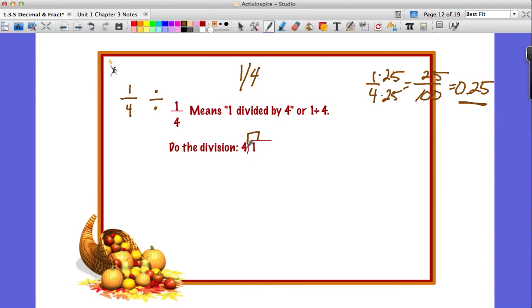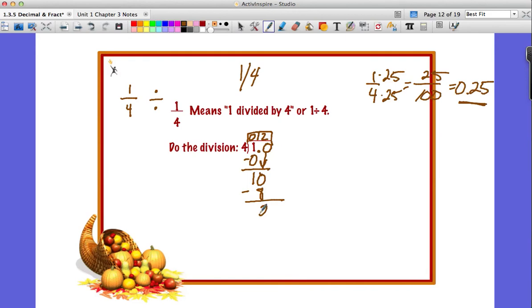I put up my chair. 4 cannot go into 1, so I put a 0 and I subtract. Bring down the 1. Now in order to add another 0, I have to place a decimal, because if I just add a 0, it would be 10. And I'm not working with 10, I'm working with 1. 4 goes into 10 2 times.